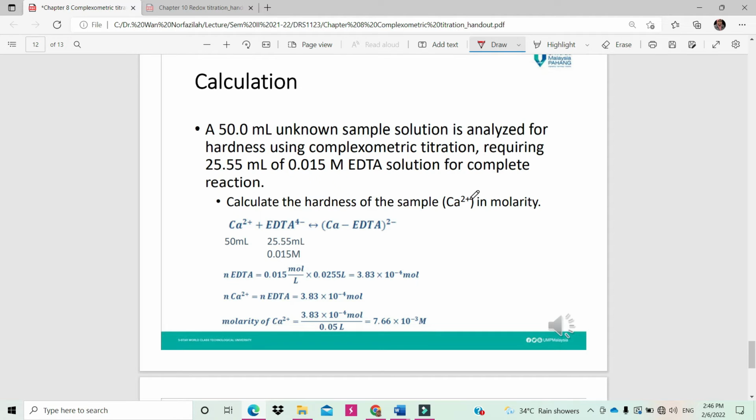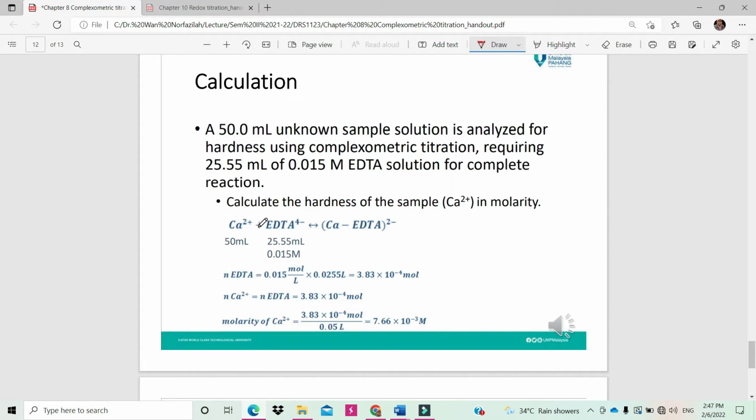Means that the concentration of calcium ions. Kalau dikata calculate hardness, in molarity maksudnya dalam bentuk concentration. Ada juga kita minta you calculate hardness of the sample in gram. Maksudnya mass of the calcium ion.